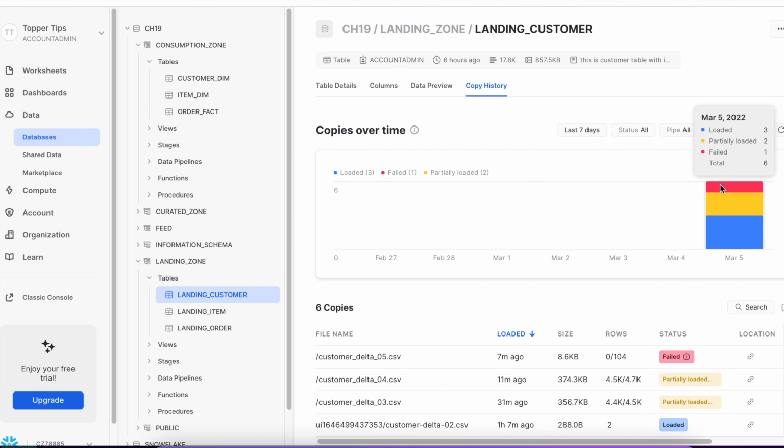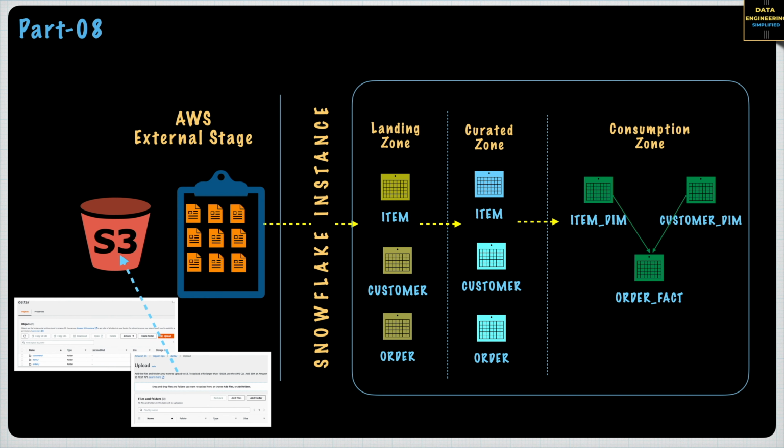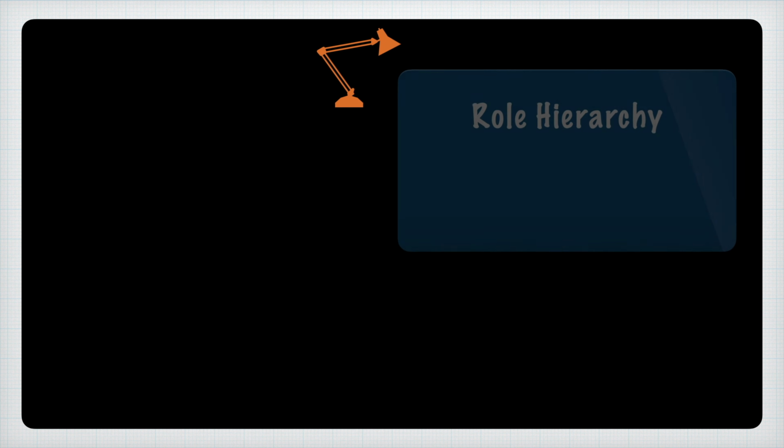And this is how the color code looks. You can come to this screen and check which datasets have failed and which have executed successfully. So this is how your overall continuous data loading will work in Snowflake using external stage, pipe object, stream object, and the task object. Hope you have understood how a very simple ETL workflow works in Snowflake.